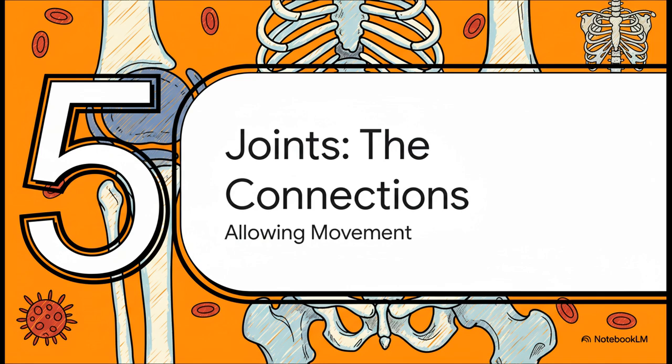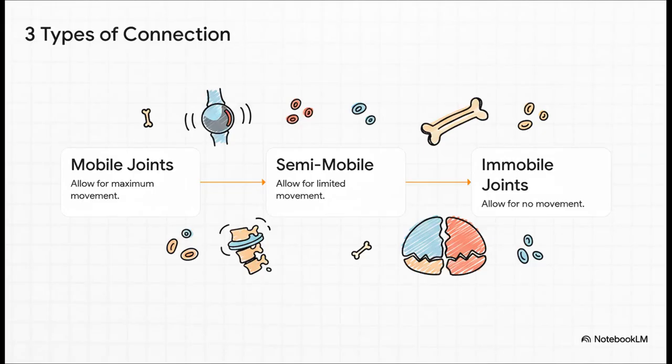So we know bones provide structure, and they even produce our blood. But they're rigid things, right? So how do all 206 of these hard parts work together to give us smooth, fluid motion? Well, the answer lies in the connections between them, the joints. And we can basically classify joints by how much movement they allow.